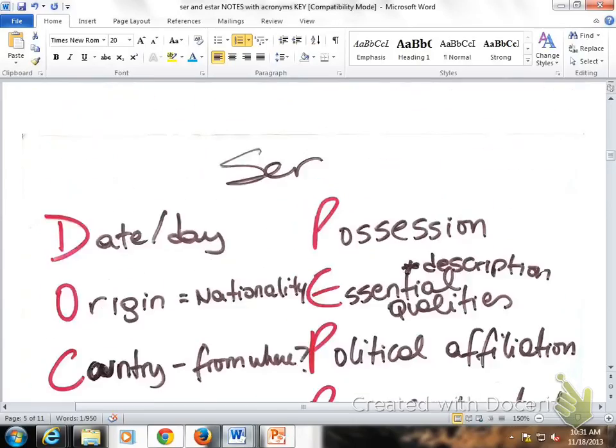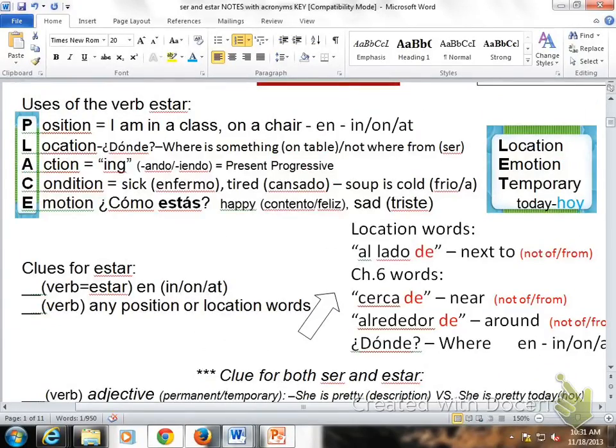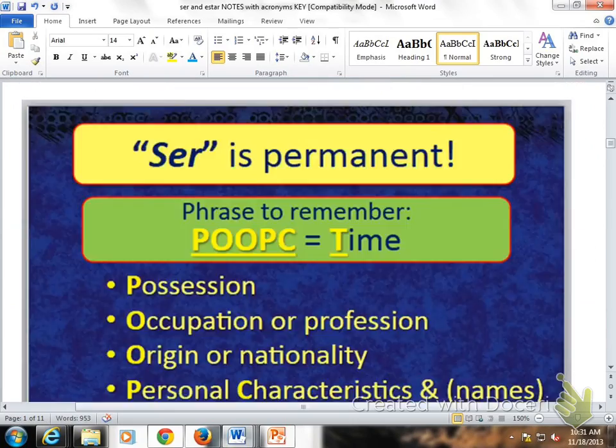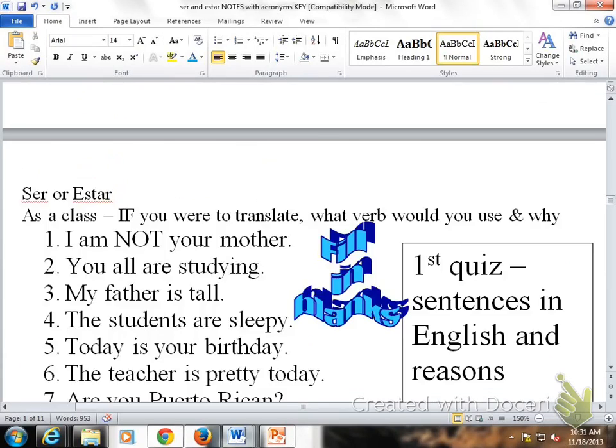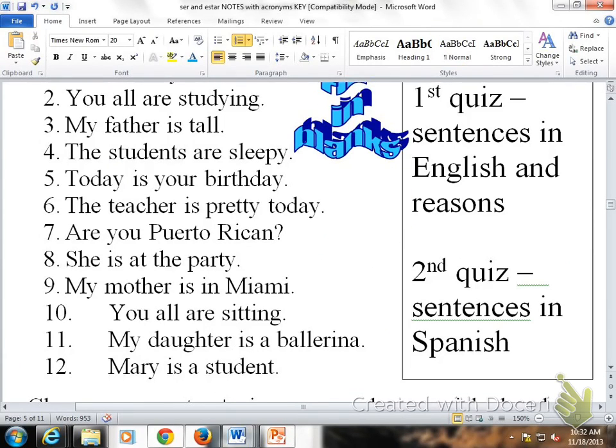Which technically, if you want to add up to the top of your notes right here, one of your clues for estad would be a subject, and then whichever verb you're going to put in the blank is always going to be estad if you see that ando or iendo, because that's the ing in progress, not a temporary thing. Okay. And then let's go back to number 3. My father is tall. Good. Said. Characteristic.